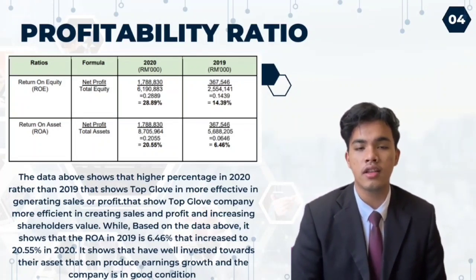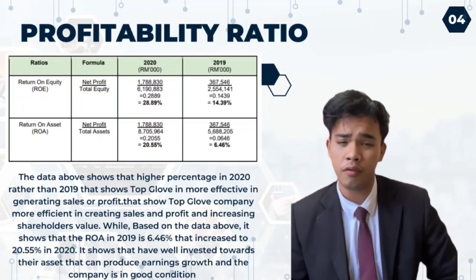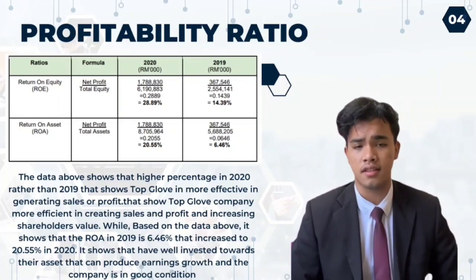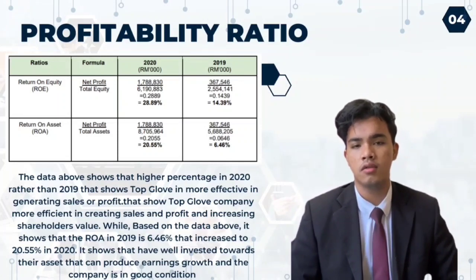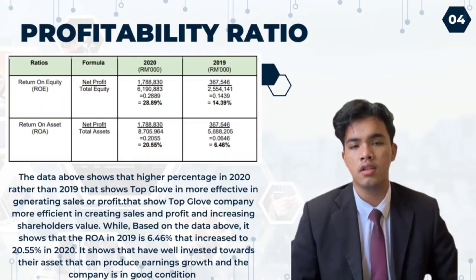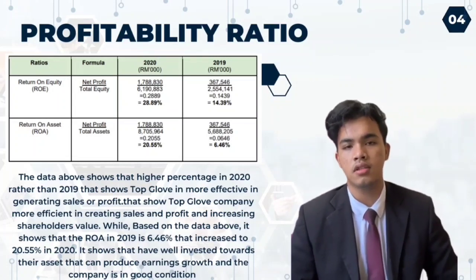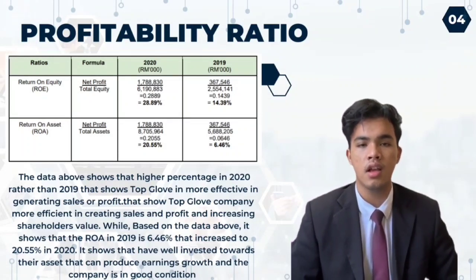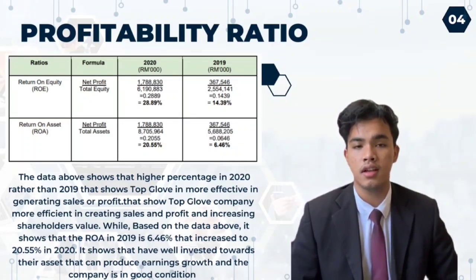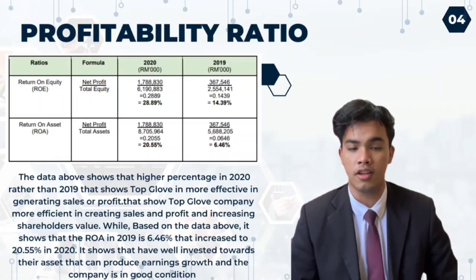To calculate the return on asset, net profit needs to be divided by total assets. For 2019, the net profit of Top Glove is divided by total assets, which is 5,688,205. They get the answer of 6.46%. For 2020, the net profit of Top Glove was 1,788,830, divided by total assets, which is 8,705,964. They get the answer of 20.55%. It shows that Top Glove has invested well in its assets, which can produce earnings growth, and the company is in good condition.